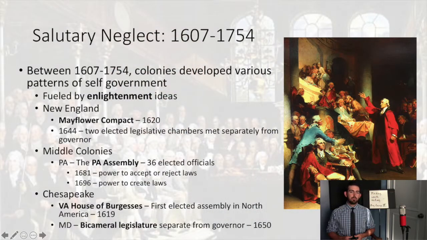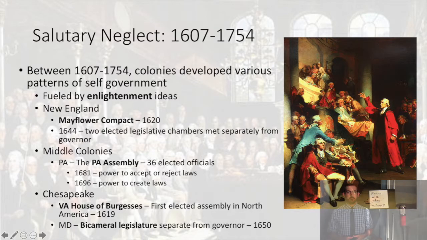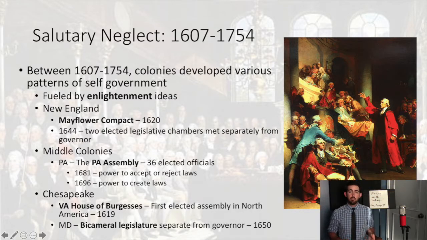By 1754, patterns of self-government were evident in every colonial region. In New England, self-government began at Plymouth Rock, with the signing of the Mayflower Compact in 1620. Puritan communities, in conjunction with their churches, elected local leaders, and by 1644, the Massachusetts colony had a fully functioning two-house legislature, comprised of elected officials who met separately from the colony's governor.